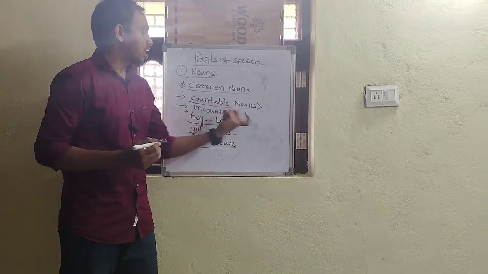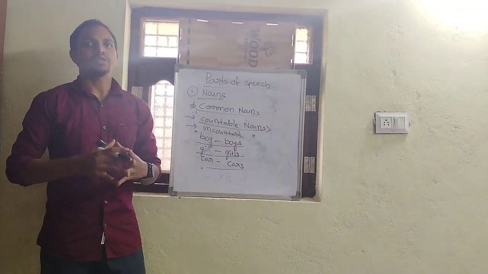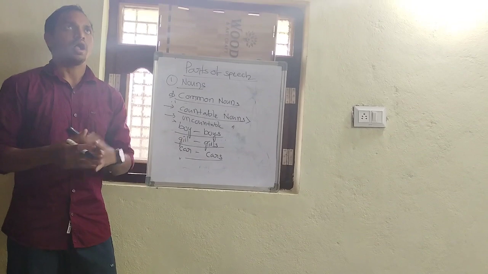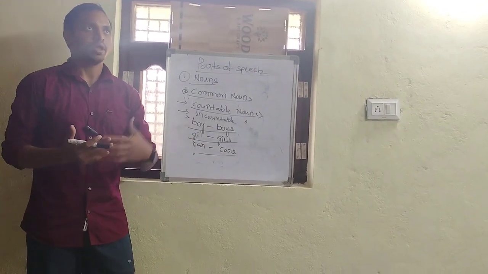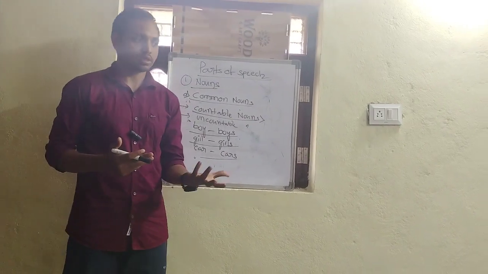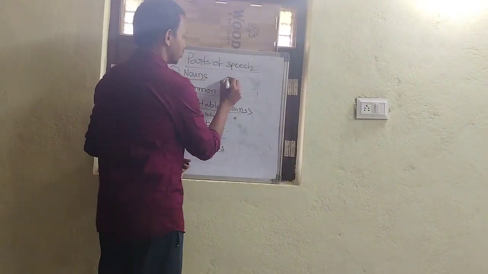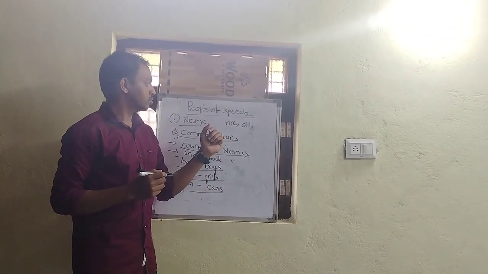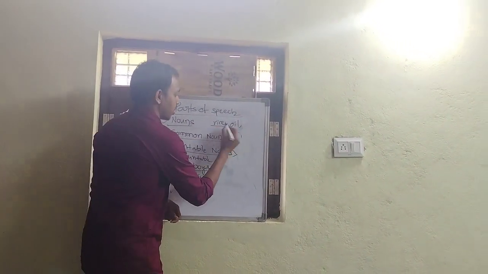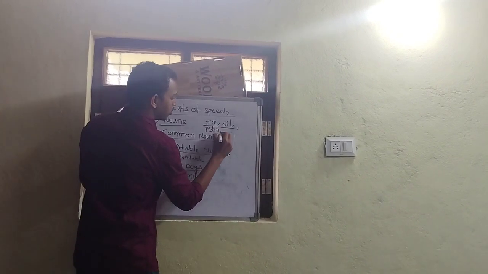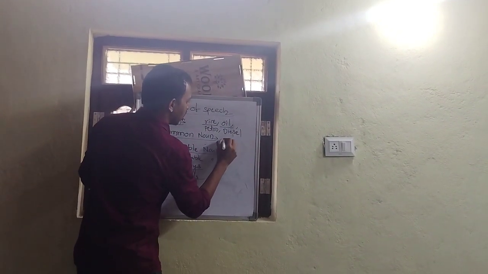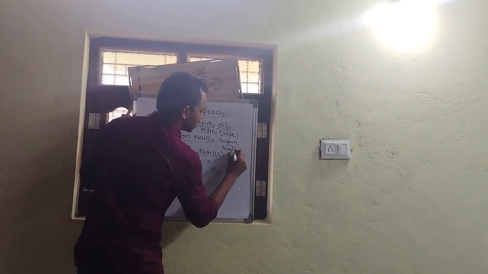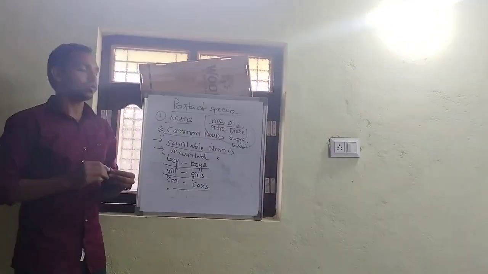So coming to the uncountable nouns. Uncountable nouns are nothing but those which are not possible to count. For example, we have sand, we cannot count sand. And also we have leaves, we cannot count the leaves. And also we have stars, but we cannot count the stars. And also oil, rice, petrol, diesel, sugar, salt. These are examples of uncountable nouns.